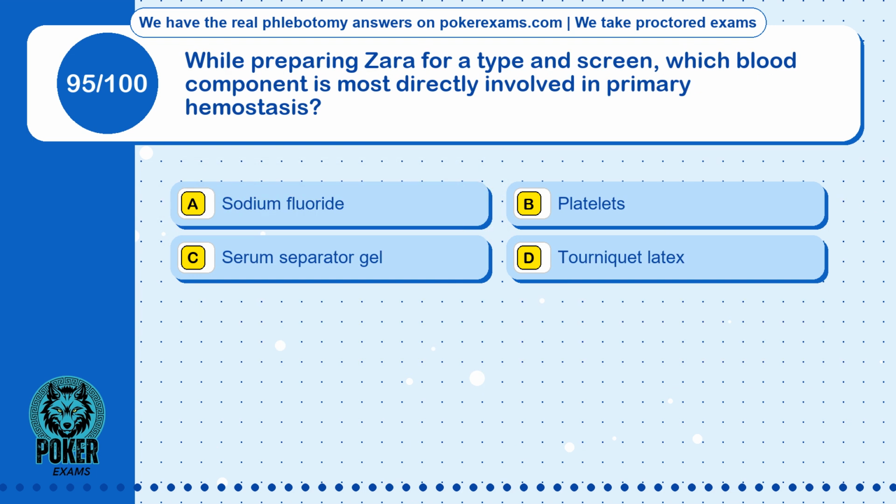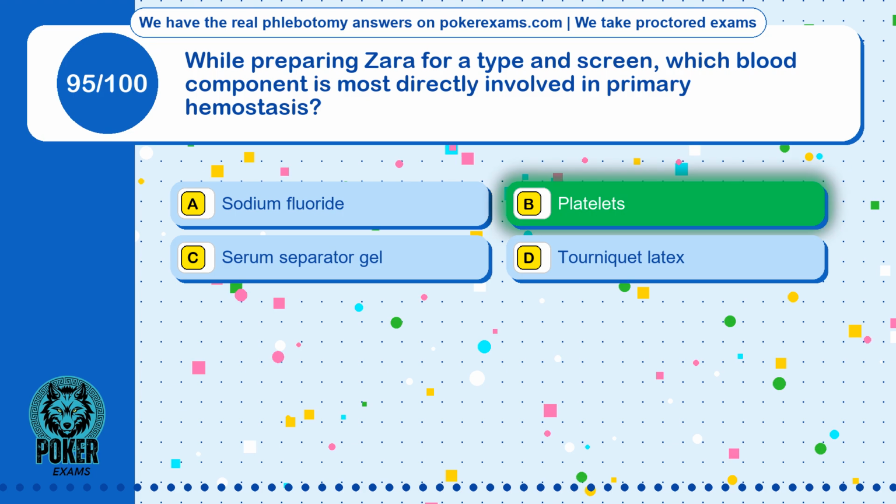Question 95. While preparing Zara for a type and screen, which blood component is most directly involved in primary hemostasis? Option A, sodium fluoride. Option B, platelets. Option C, serum separator gel. Option D. Tourniquet latex. The correct answer is option B.